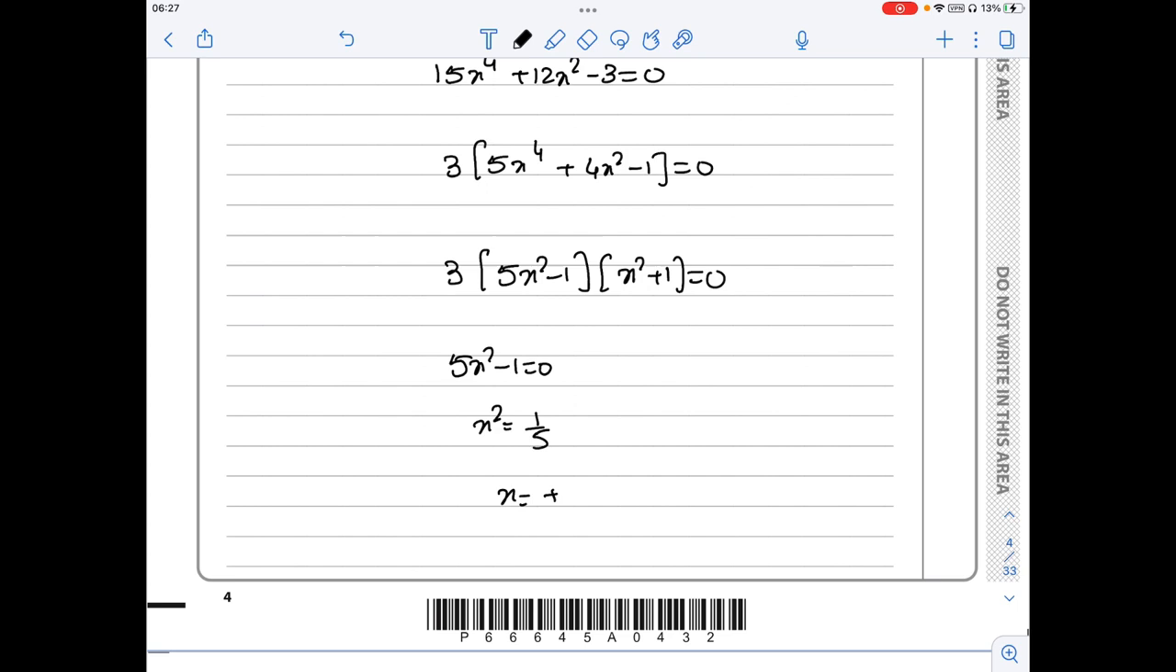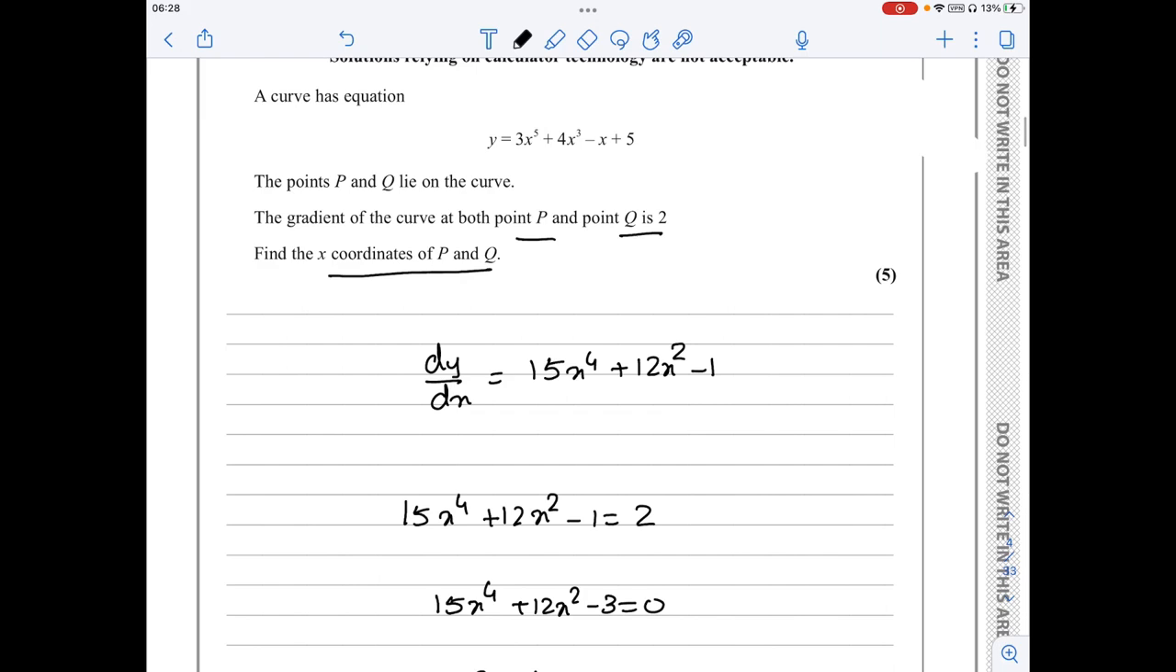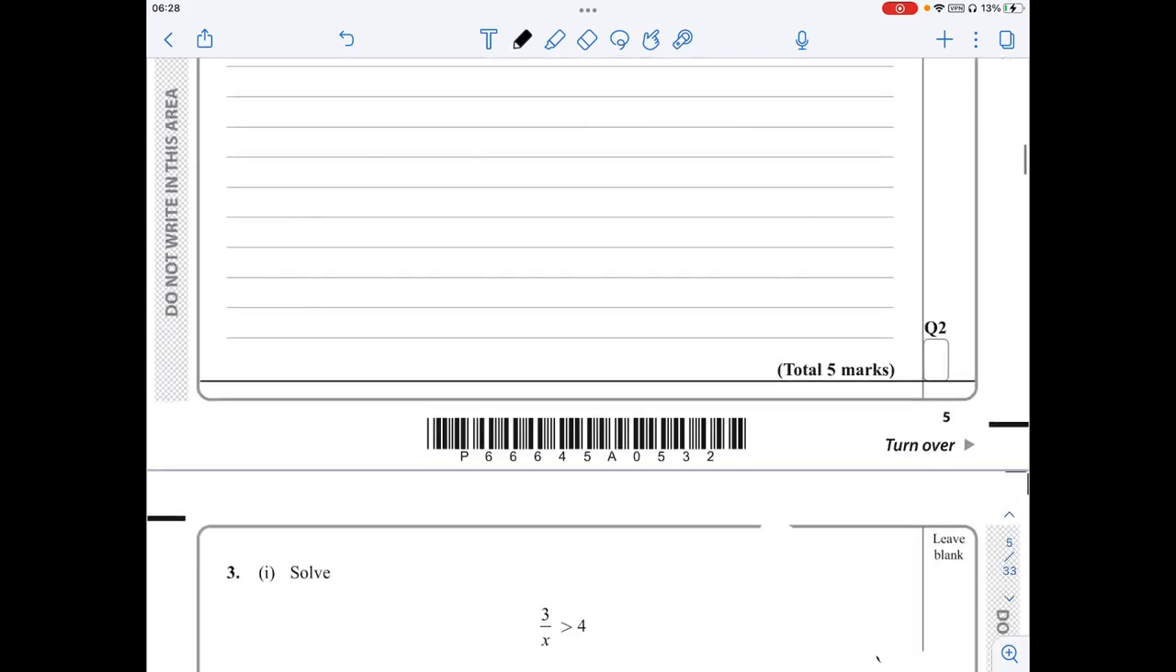X equals to plus or minus 1 upon square root 5. X square plus 1 equals to 0, which is not possible. So the values of x equals to plus or minus 1 upon square root 5. He is asking the x coordinates of P and Q.